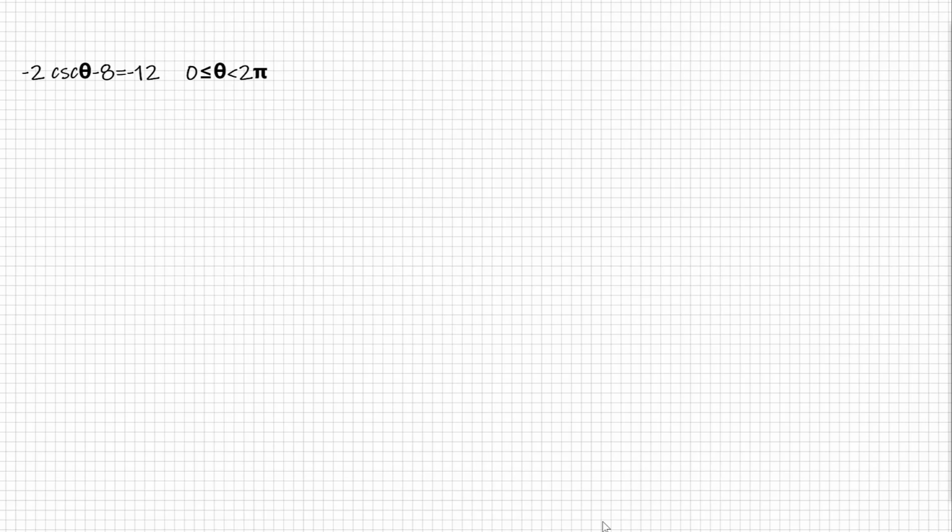Let's look at similar equations except using other trig functions, functions other than sine and cosine. In this instance, we have negative 2 cosecant theta minus 8 equals negative 12. So it's just like a linear equation would be. If we think back to the good old days when we had nice easy problems, we might see negative 2x minus 8 equals negative 12.